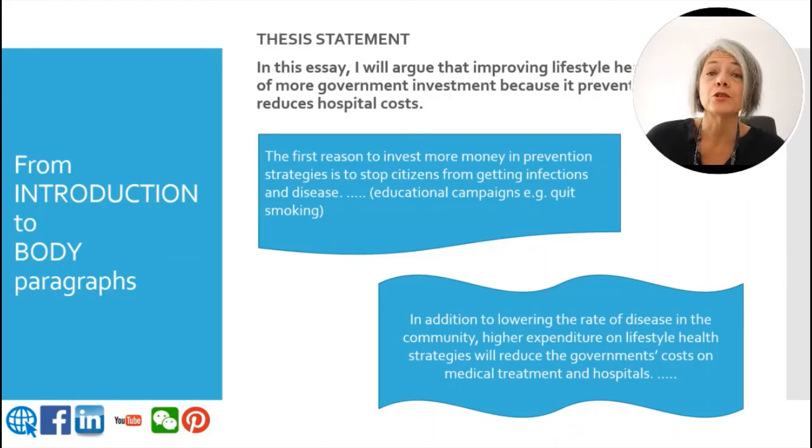And here are the topic sentences to the body paragraphs. We've got the first reason to invest more money in. We've got, in addition to lowering the rate of disease, higher expenditure on lifestyle health strategies will reduce the government's costs on medical treatment and hospitals. And back up here, we've got from, stop citizens from getting infections and disease. So take every chance to show the examiner that you can paraphrase and use a wide range of vocabulary.